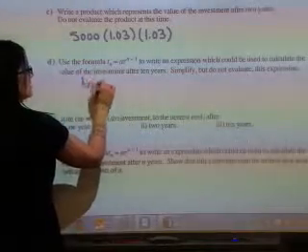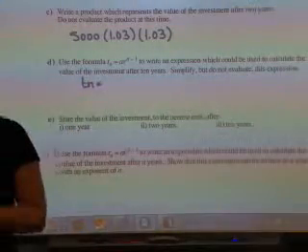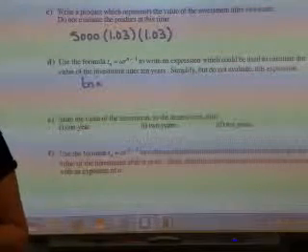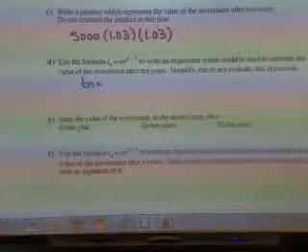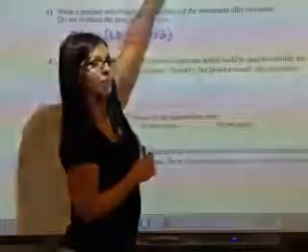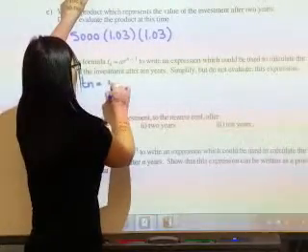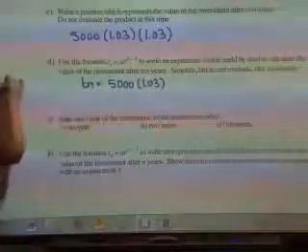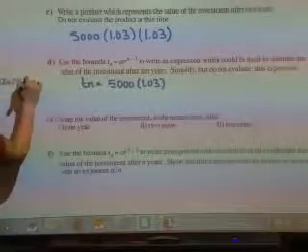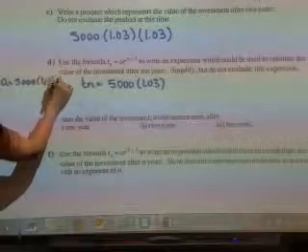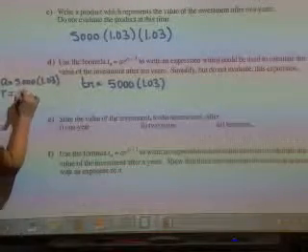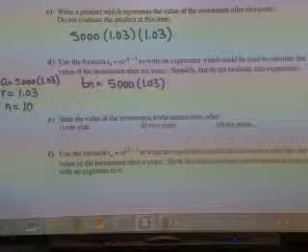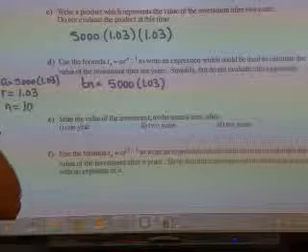So T of n would be, what is the value of the investment after the first year? That was this right here. So that's my A value. A is equal to this, 5,000 times 1.03. My R is equal to the 1.03. And my N value is 10, the value of the investment after 10 years.